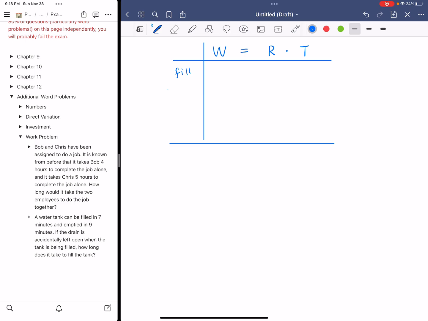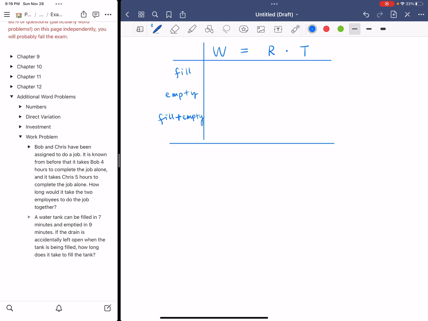So you have fill, you have empty, and then you have fill plus empty. So fill refers to the situation where you're only filling the tank, and empty represents the situation where you're only emptying the tank. And the last situation, fill plus empty, is the question. You are filling and emptying at the same time, but apparently according to the numbers given by the problem, you're eventually going to be able to fill the tank even with the drain accidentally left open.